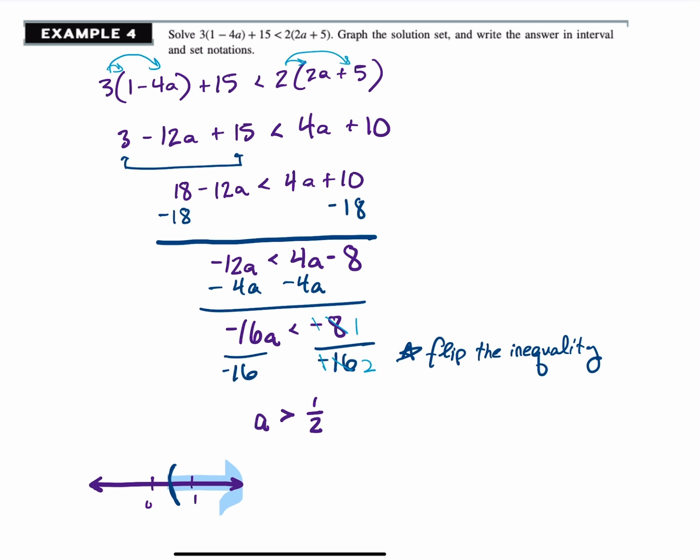In interval notation, this would start at 1/2 but not include 1/2 because it's just strictly greater than. And everything above that, so it would go through infinity. And then set notation, I'd say the set of all values a such that a is greater than 1/2.